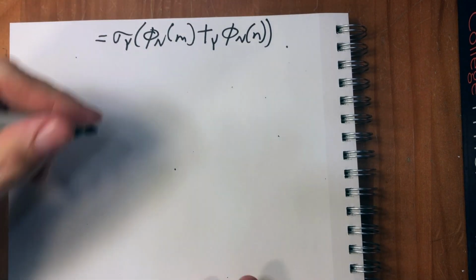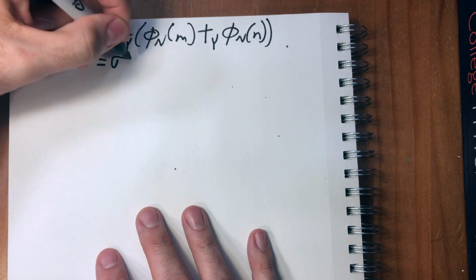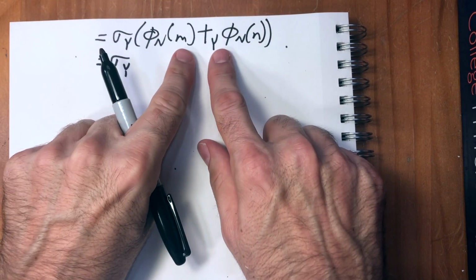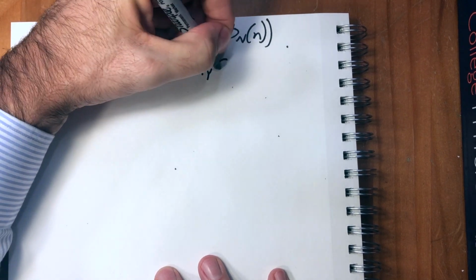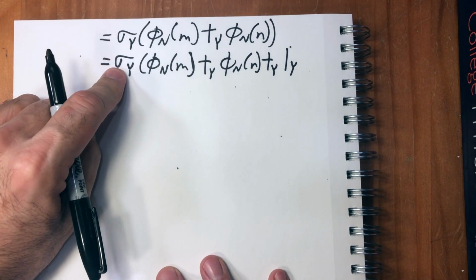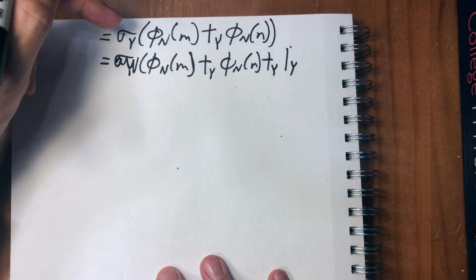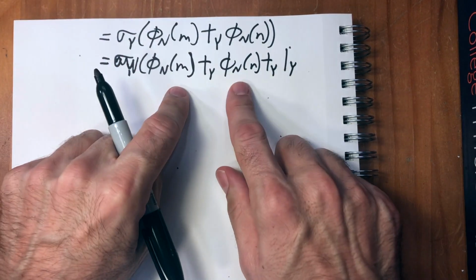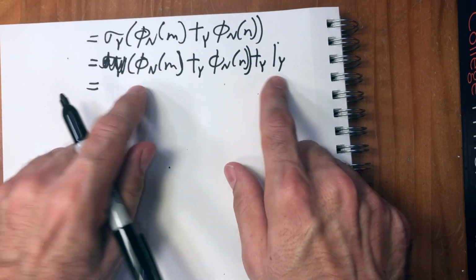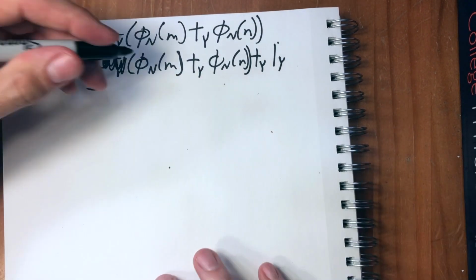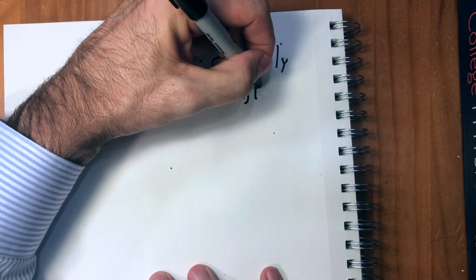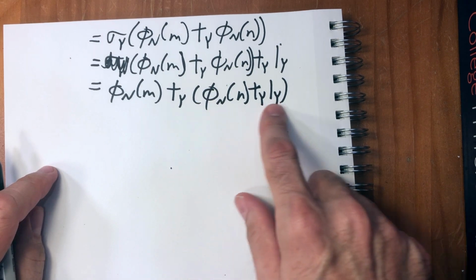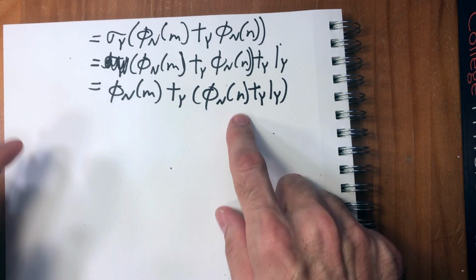Okay, so let me just write that down again. We were on, now the definition of sigma in y is this plus 1. Oh no, wait, I'm sorry, the definition of sigma is what's inside plus 1. So now we can just use the associative property here to rearrange the parentheses. And now we can use the definition of sigma in y.